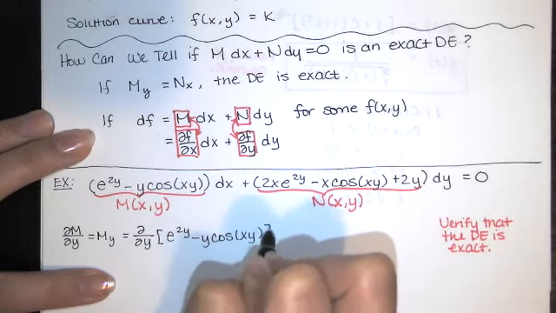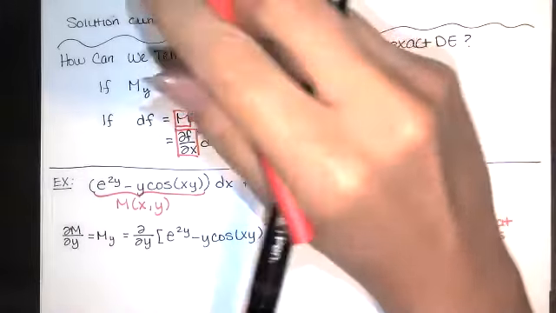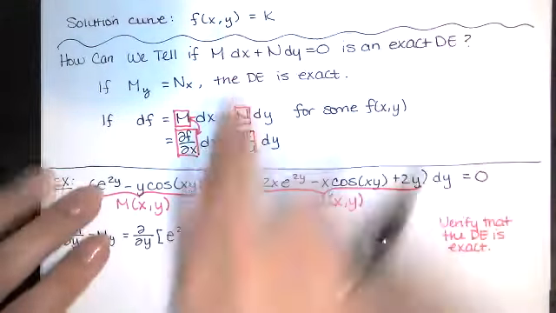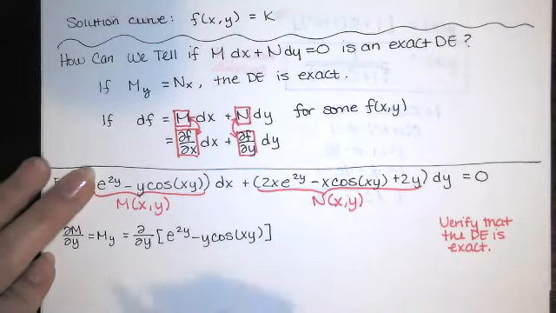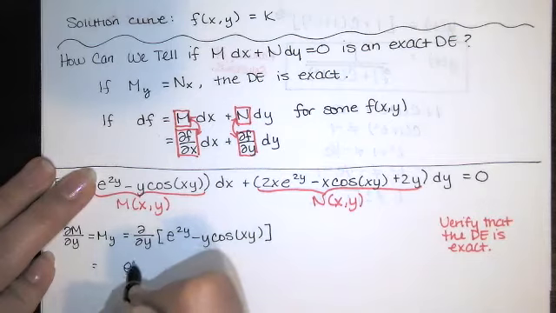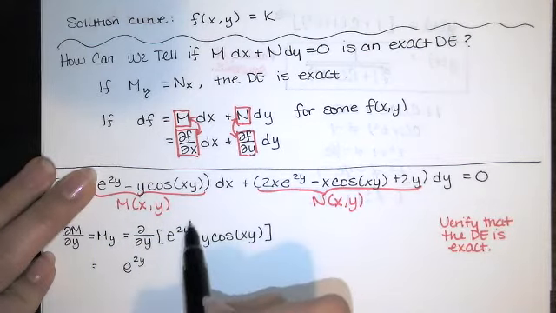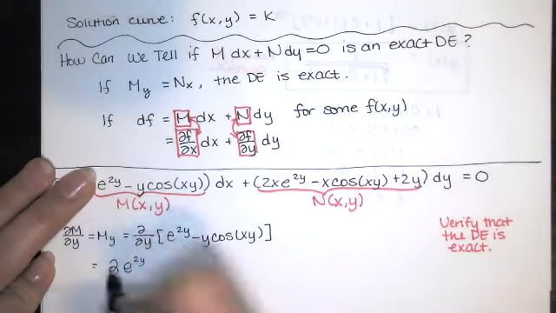Now, be very careful here. We are treating x as a constant, and we're differentiating with respect to y. That's how we take partial derivatives. So the derivative of e to the 2y is e to the 2y, since the derivative of an exponential is an exponential, times the derivative of the inside with respect to y, treating x as a constant. The derivative of 2y is just 2.